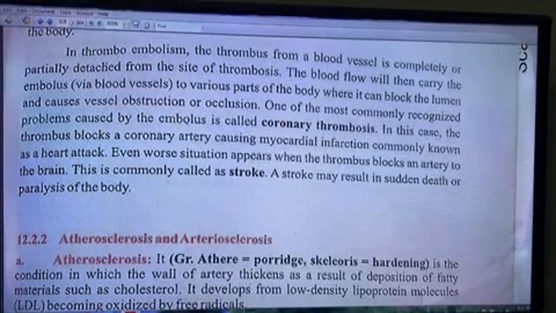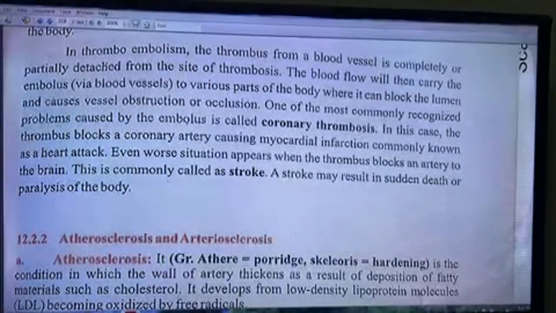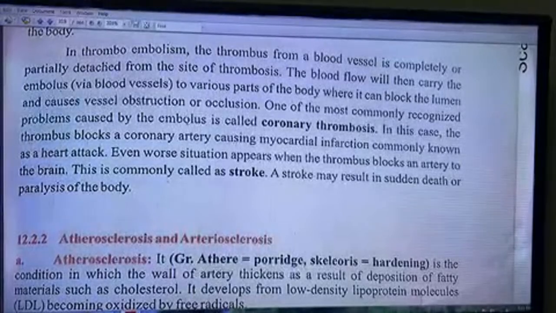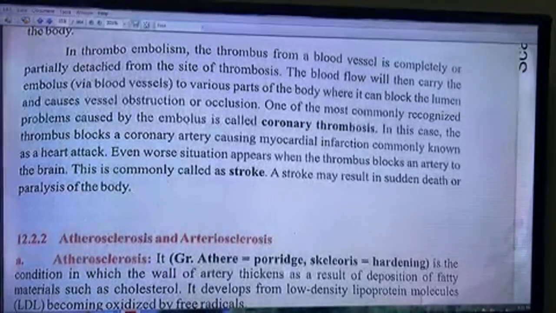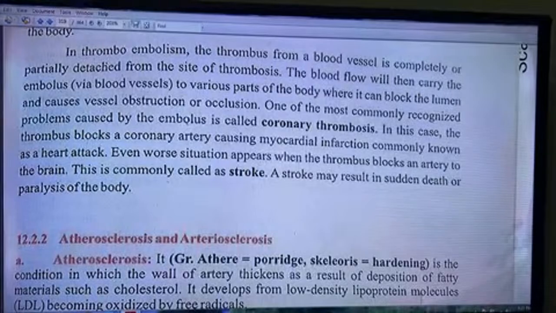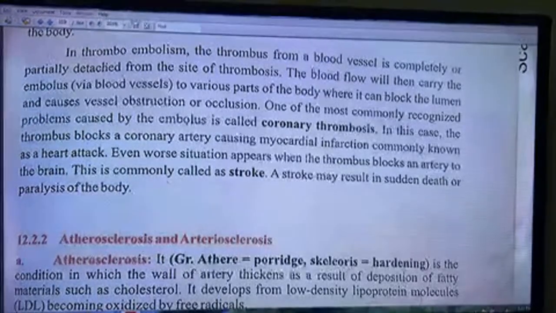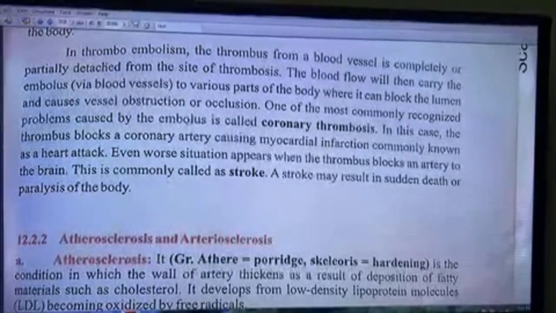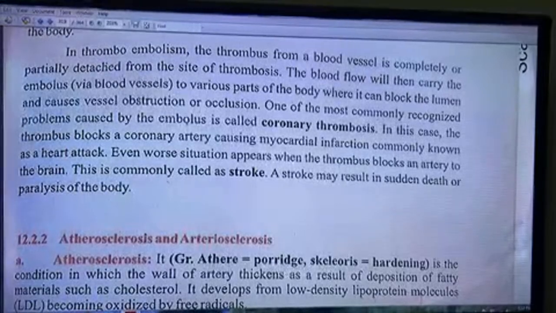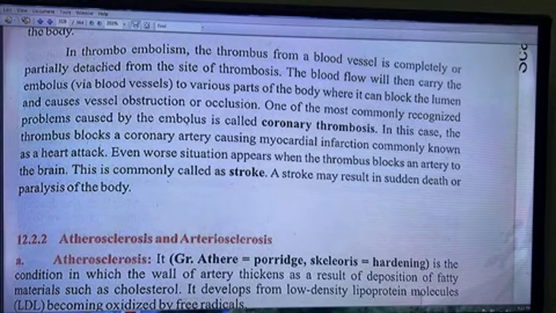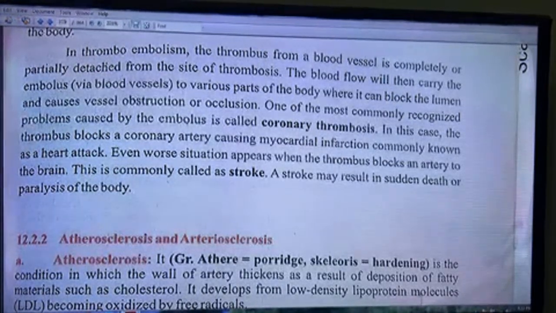One of the most commonly recognized problems caused by an embolus is called coronary thrombosis. In this case, the thrombus blocks the coronary artery, causing myocardial infarction, commonly known as heart attack. An even worse situation appears when the thrombus blocks an artery to the brain. This is commonly called a stroke. A stroke may result in sudden death or paralysis of the body.